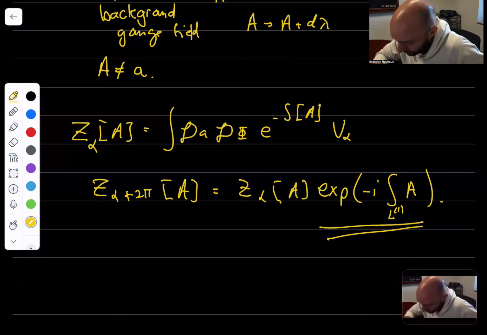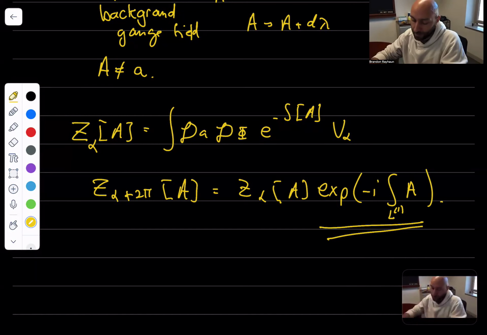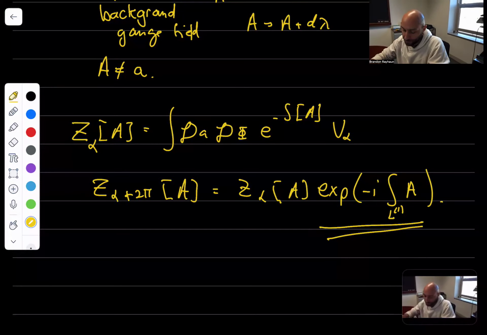So if you'd like, we coupled to a background gauge field for the global symmetry, and then we witnessed that the 2 pi periodicity is violated. That's a kind of signature of a mixed anomaly between the 2 pi periodicity and this global symmetry.